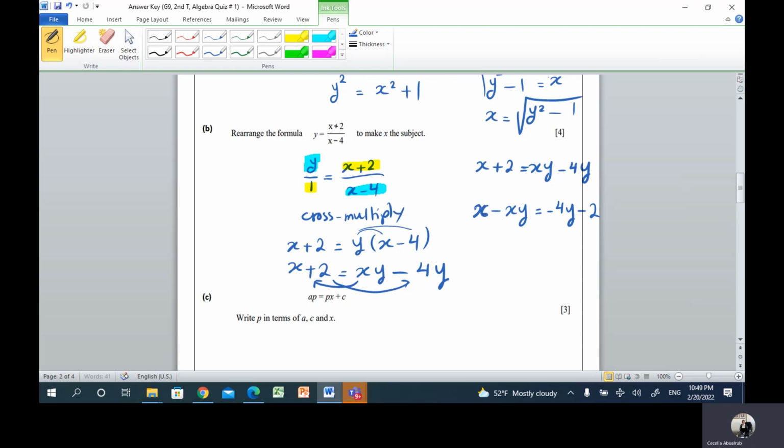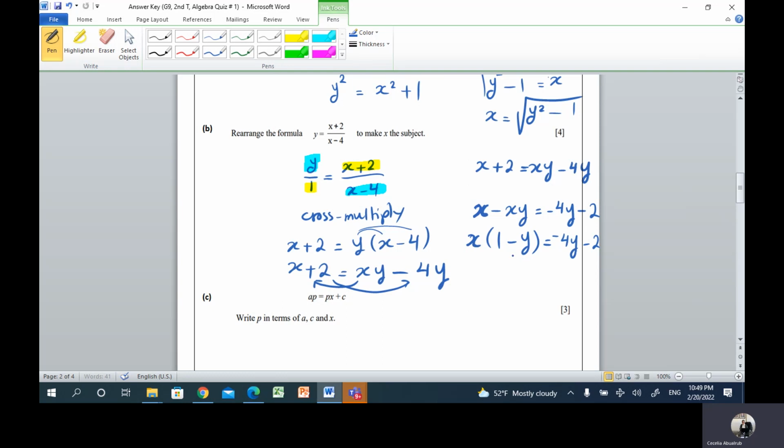Now we must factorize the x. So x is going to come out. Open the bracket, x times 1 will bring us back the x, minus y, because x times y is xy. Equals, now we're going to get the 2 out, and it will be minus 2y plus 1. We don't need to factorize this side, so we can just keep it as minus 4y minus 2. So x is our subject.